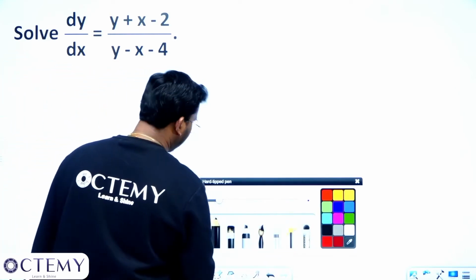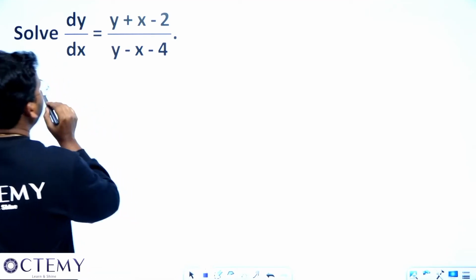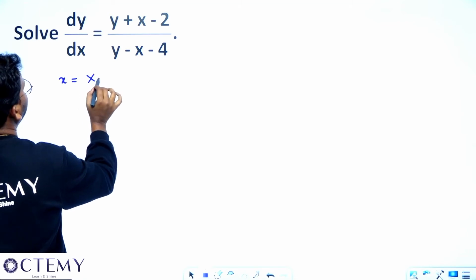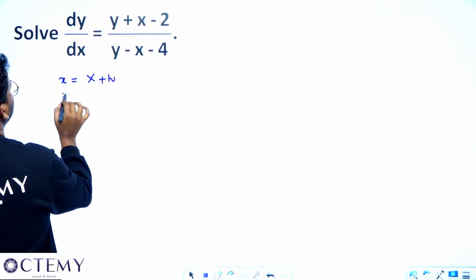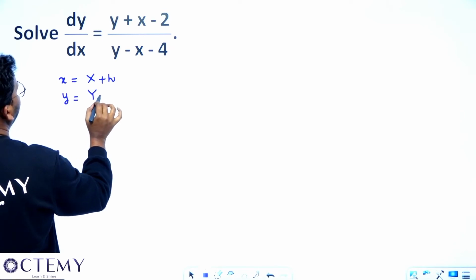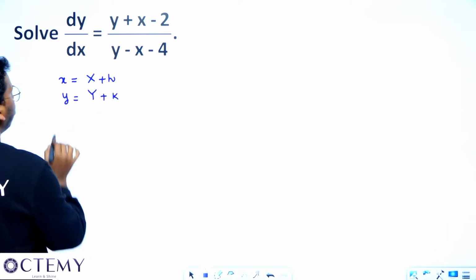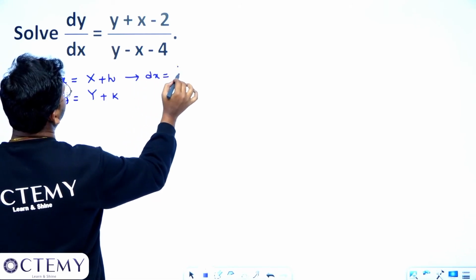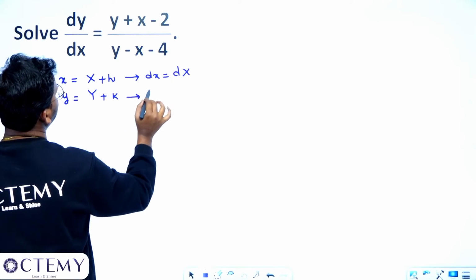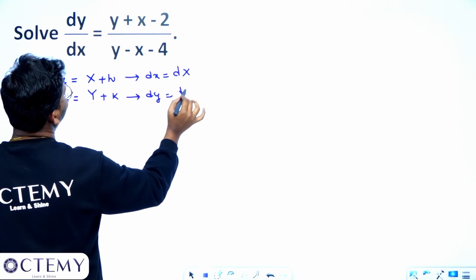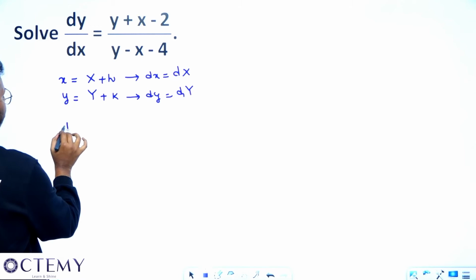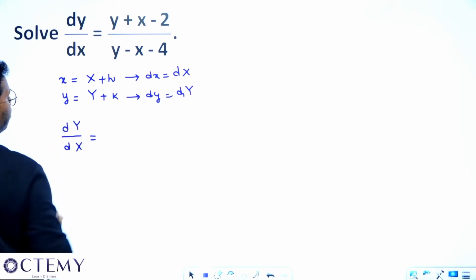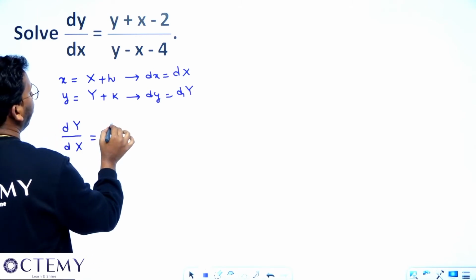If we have to solve this, see how I will solve it. First we take small x is equal to capital X plus h, small y is equal to capital Y plus k. That means small dx will become d capital X, small dy will become d capital Y. Then you replace them here. So d capital Y divided by d capital X is equal to, in place of small y, you write capital Y plus k.